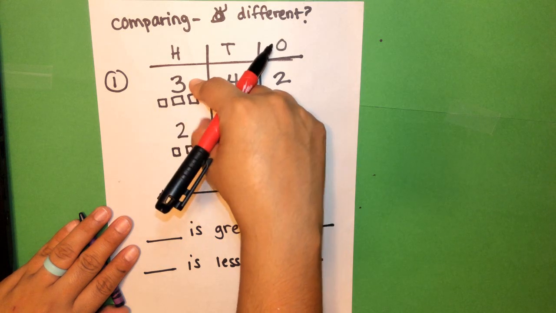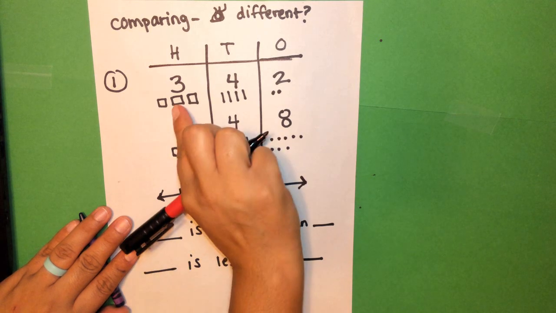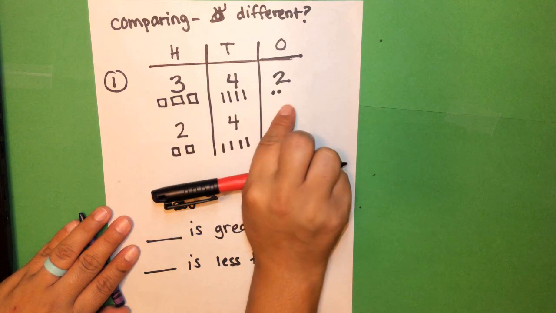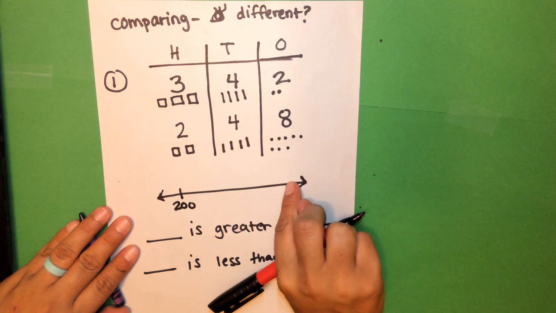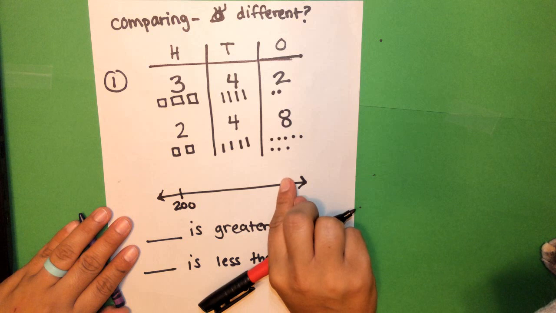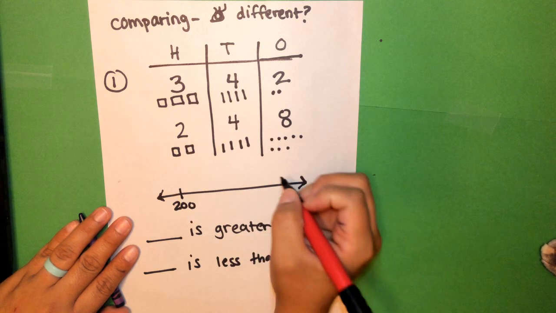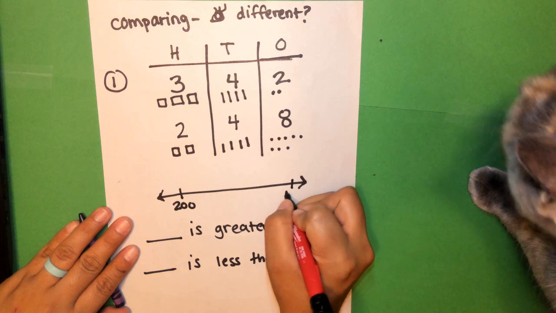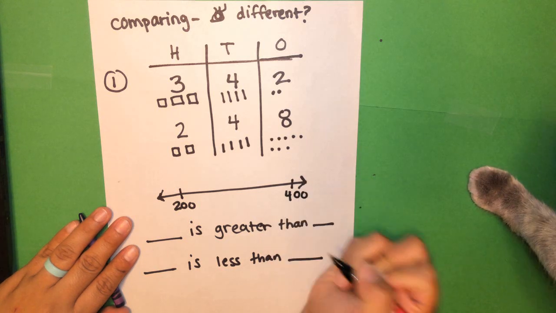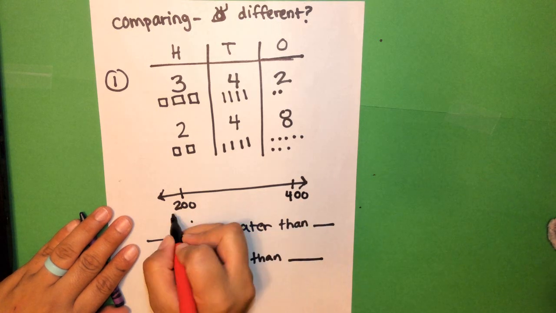Well, this makes it easy for me because I know where I'm starting my number line. I'm going to start with the 200. And I know my other number is what? 342. Can I end my number line in 300? No, I can't. I need to end it a little bit past the 300. All right, so let's say 400. Let's make that 400. So now you have 200, 400.